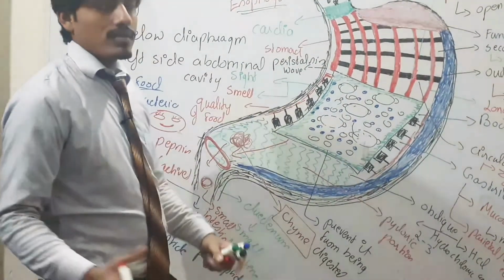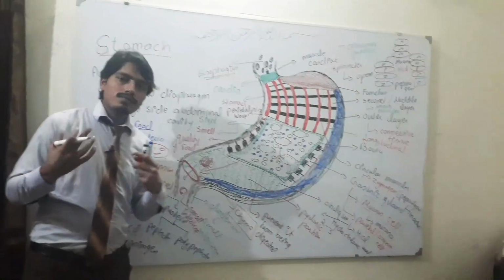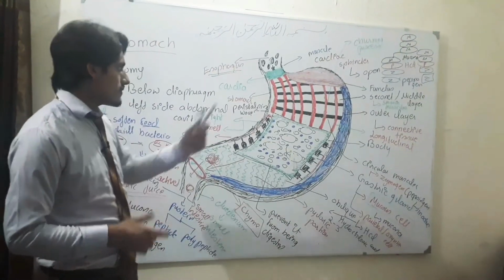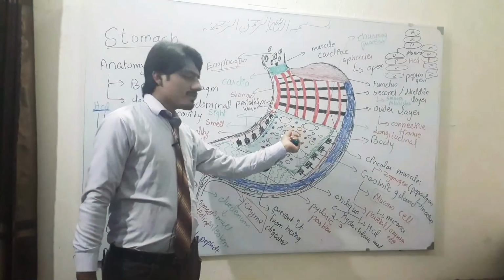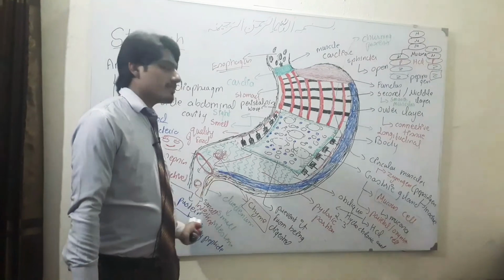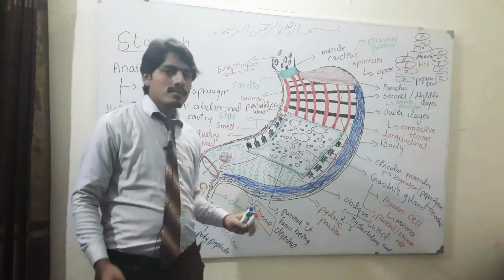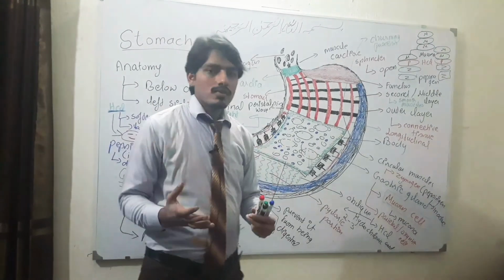So, this is the basic structure and function of the stomach: how the food comes in, mixes with gastric juice and forms chyme, and the chyme then passes towards the small intestine. This is the structure of the stomach.